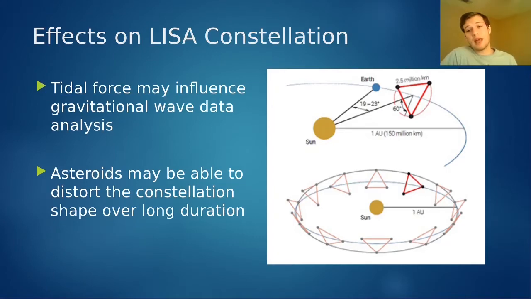So if we consider an asteroid in the asteroid belt, that's going to produce a tidal force on the LISA constellation, and this tidal force could potentially influence data collection and analysis for LISA. And also, over a long duration, it can actually distort the shape of the constellation, which would also impact data collection.